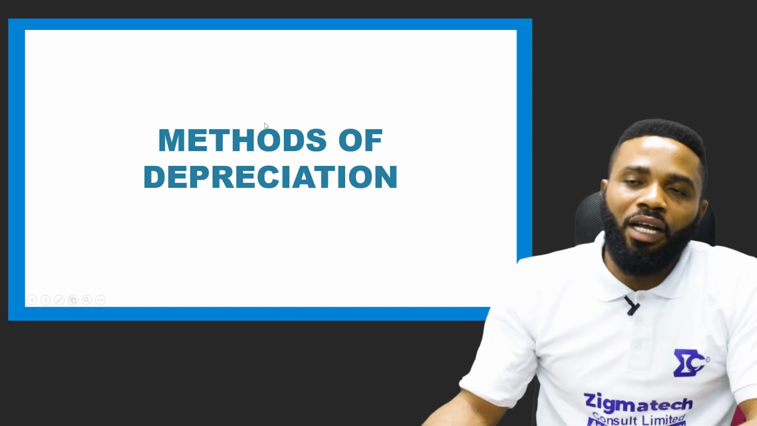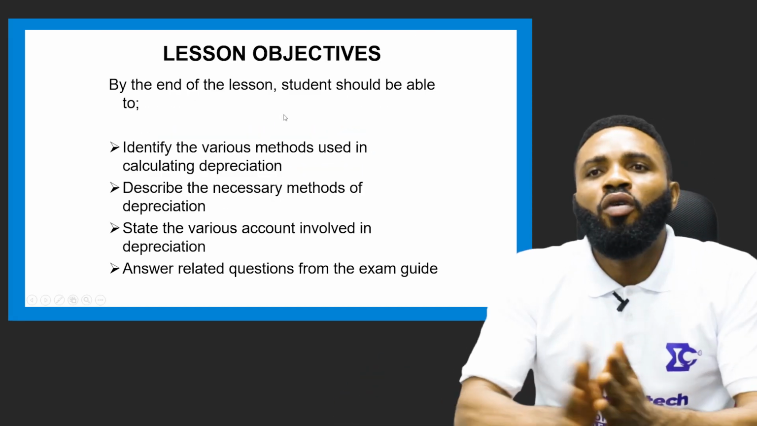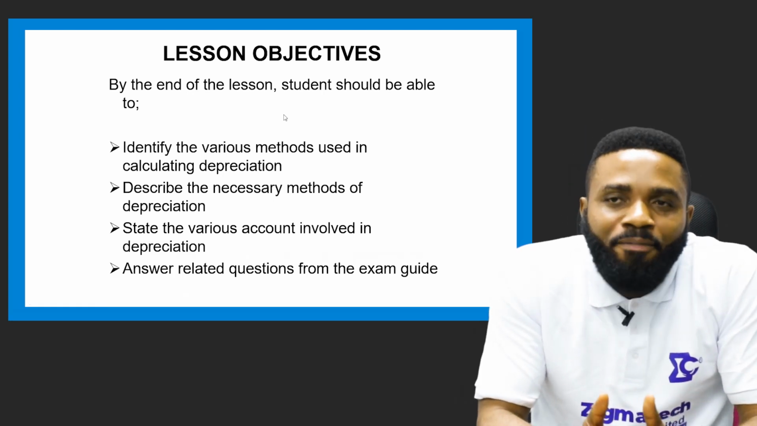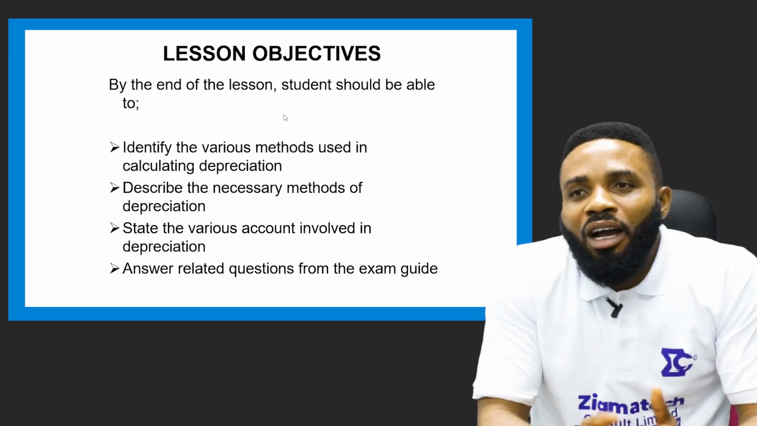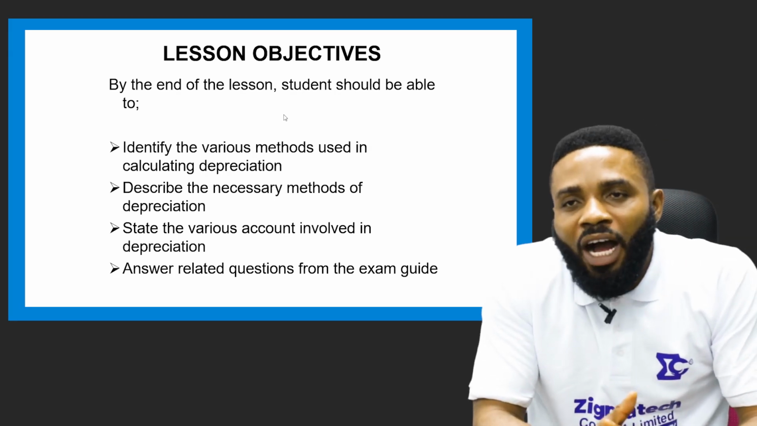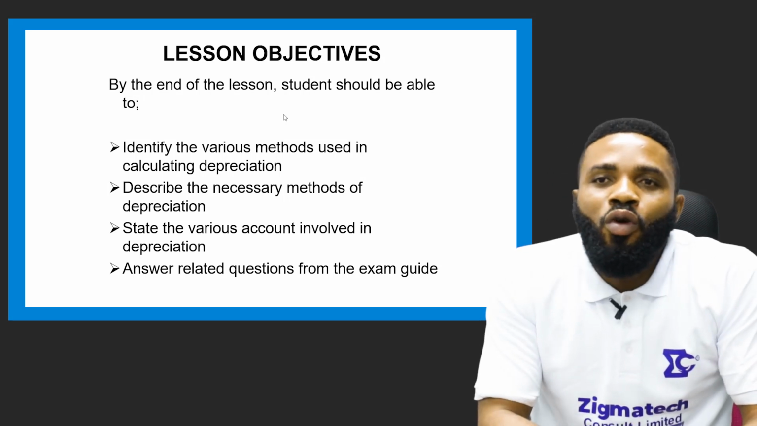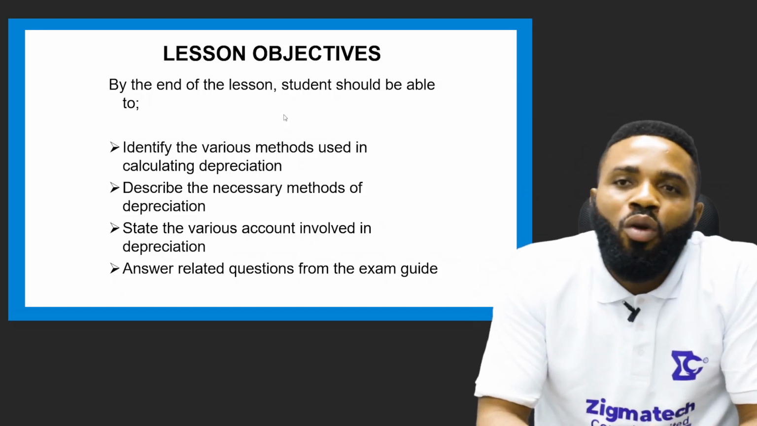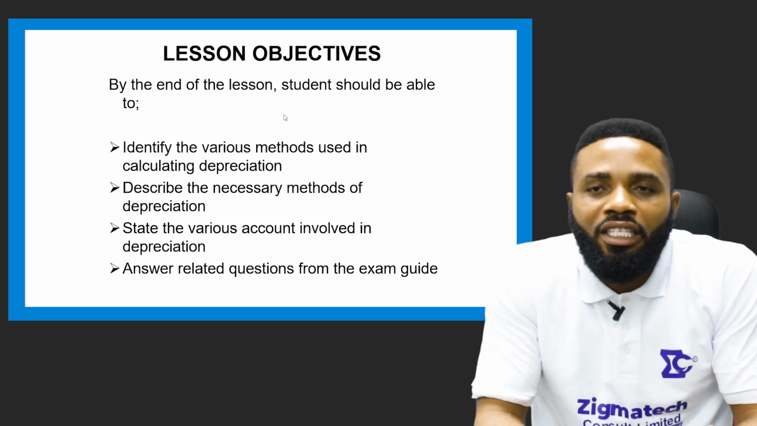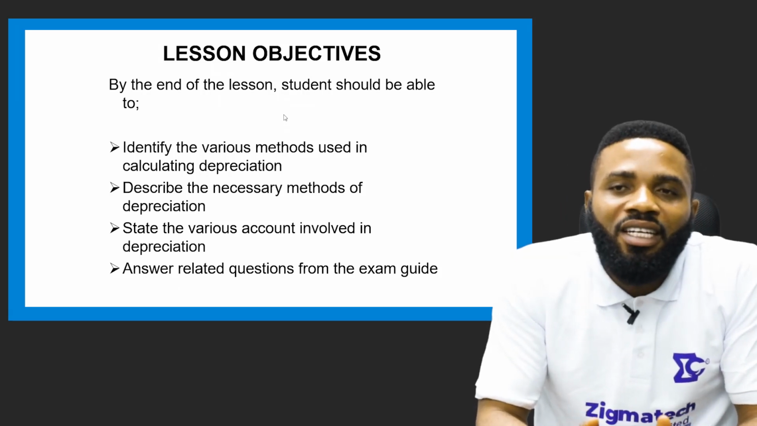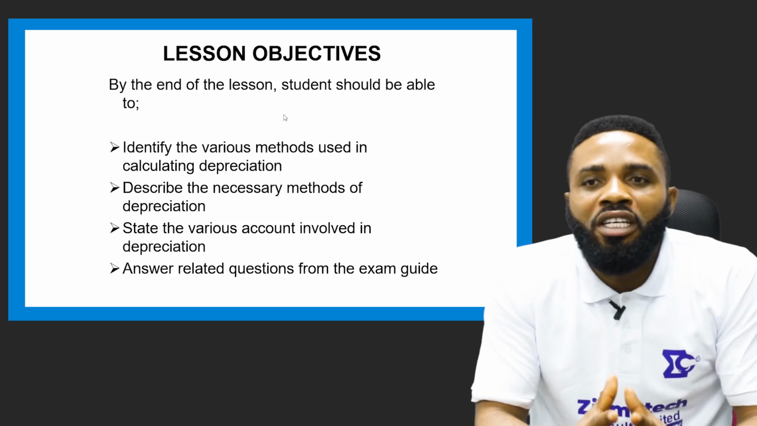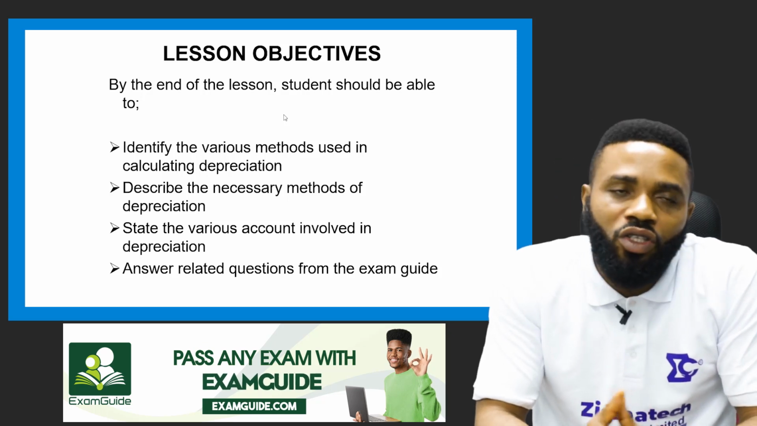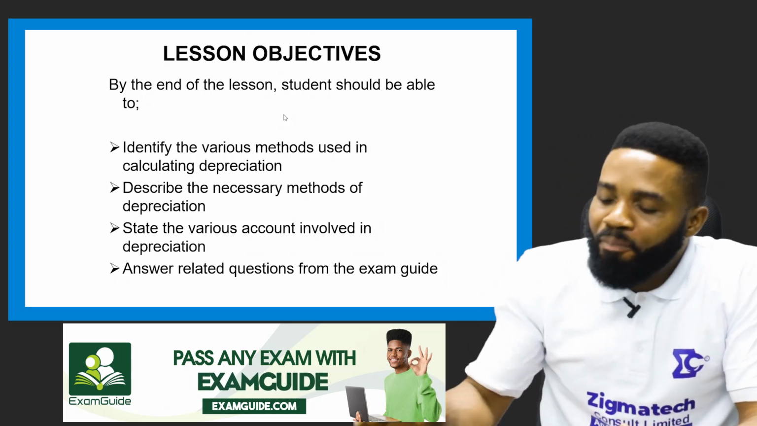But before then, let's look at our lesson objective. When you talk about lesson objective, we are looking at the focus of our discussion, what guides our lesson, those things that we need to achieve at the end of our interaction. And they are: number one, we will identify the various methods used in calculating depreciation. Number two, we will describe the necessary methods of depreciation. Number four, we will state the various accounts involved in depreciation. And number five, we will answer related questions that relate to what we are discussing.